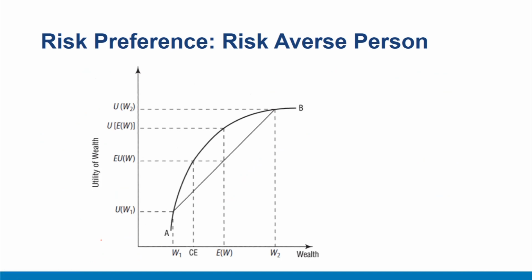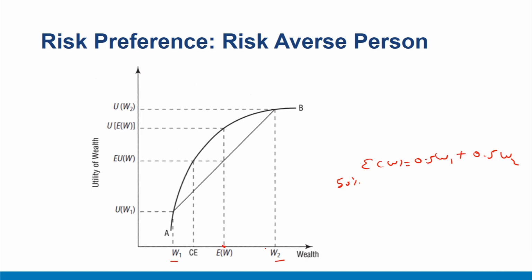Now let's take an example of a simple gamble and assume that there are two possible outcomes, W1 and W2, as shown here. Notice that if these two wealth events, W1 and W2, have 50% probability, then the expected wealth, EW, will be equal to 0.5 times W1 plus 0.5 times W2. This value will certainly lie here. It will be somewhere midway between W1 and W2.